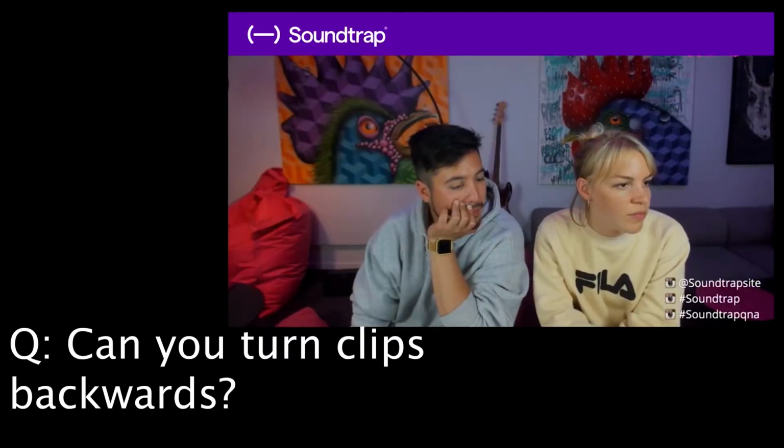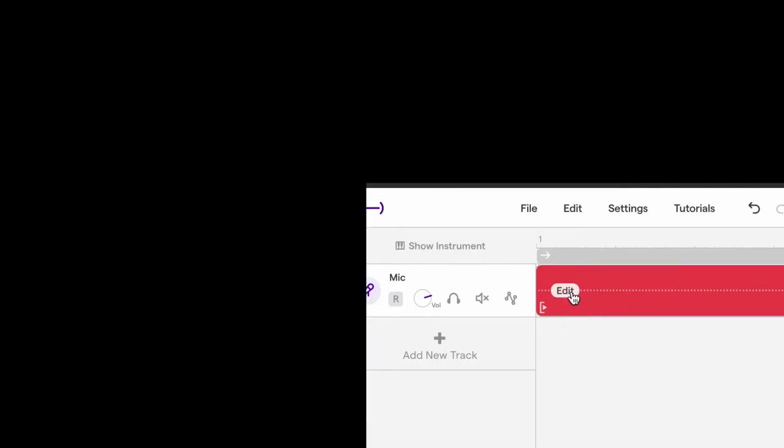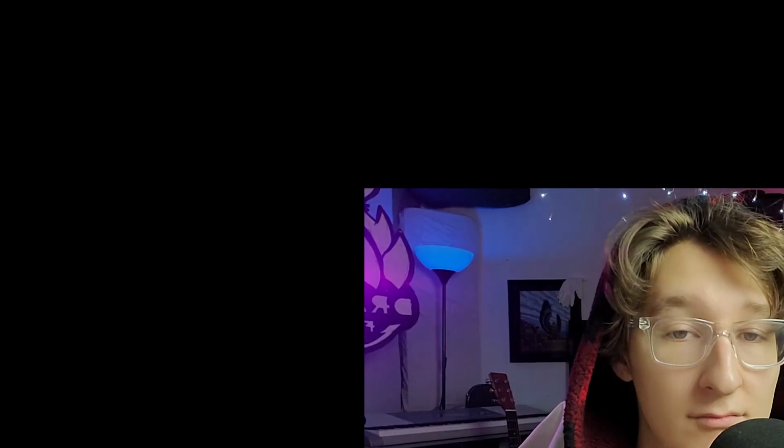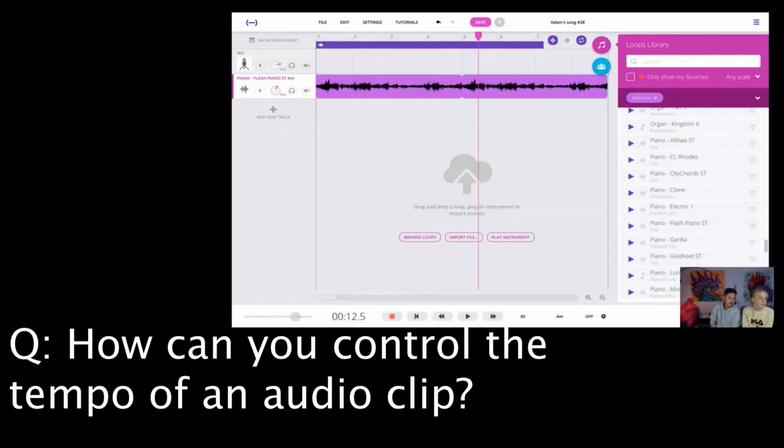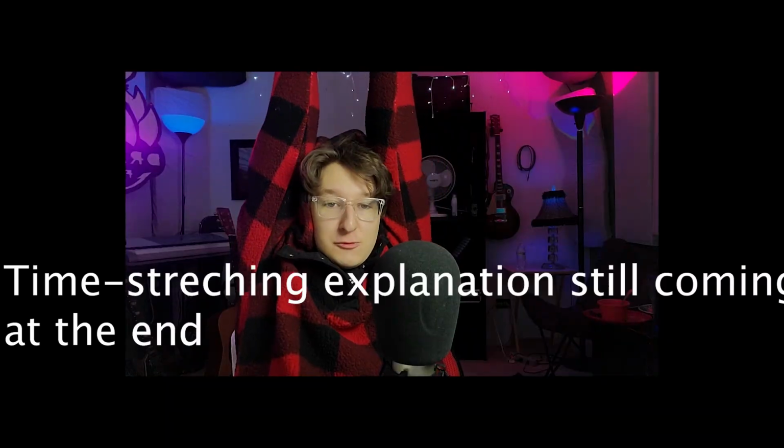Can I turn some loops backwards? Yep. When you insert an MP3, how do you get the tempo to stay at the same beat as the song? That's it. Because they just repeated the first question.